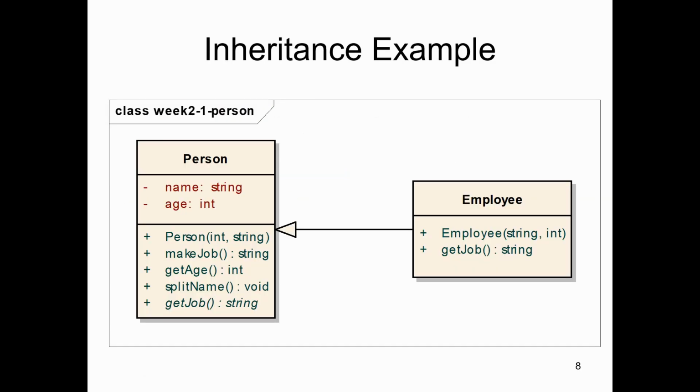So this is an example of inheritance. Here we have a person as a base class, and then we have employee as a derived class. This class diagram shows the name of the class, the attributes and the methods. And here one method looks slightly different from the others. It's the get job. You see that the font is different. If you look closer, it's different because this method is declared as abstract.